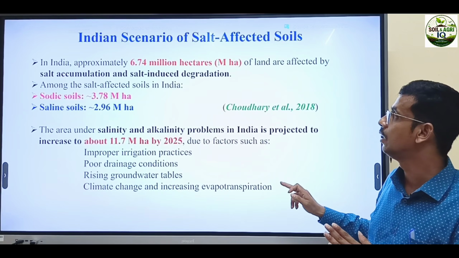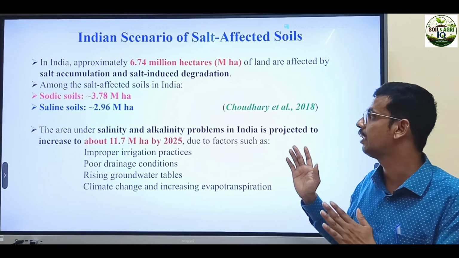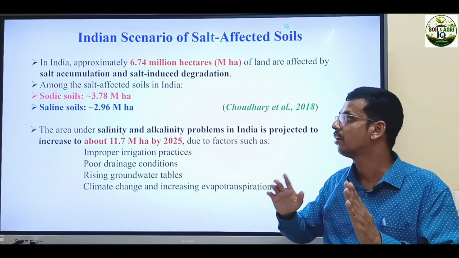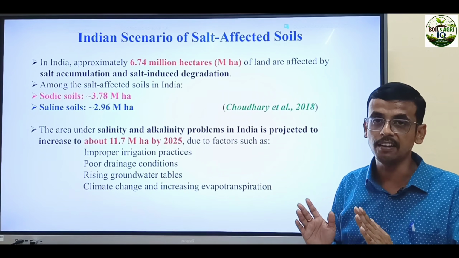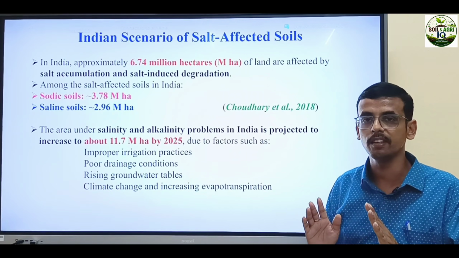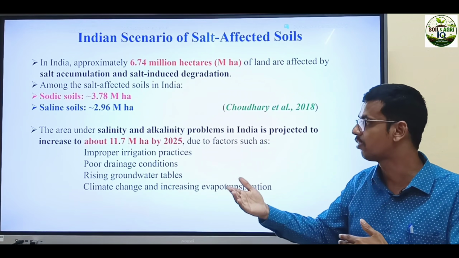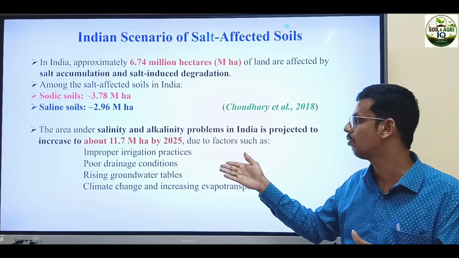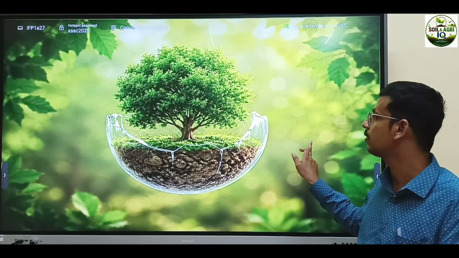And the Indian scenario: in India, 6.74 million hectares of land are affected by salt. Among these, sodic soil is 3.78 million hectares and saline soil is 2.96 million hectares. These two data points are very important in your ICAR level examinations. The area under salinity and alkalinity problems will increase to 11.7 million hectares, as projected for 2025. This is mentioned in the paper.